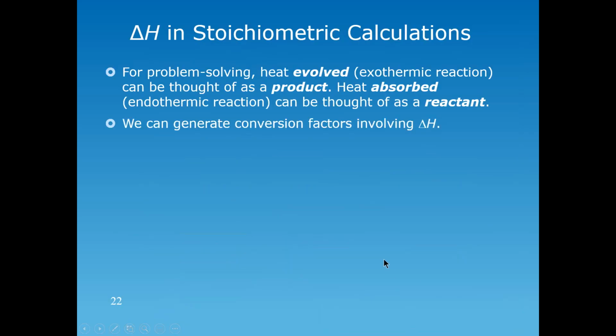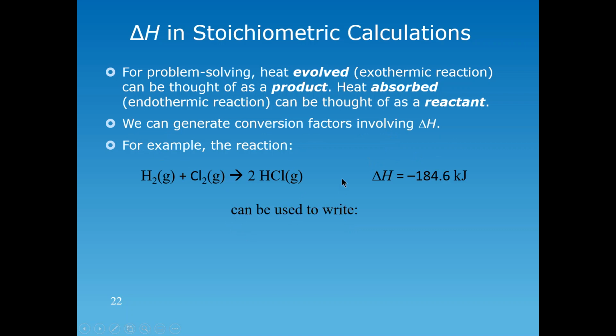Here's another example. Well, not another example, but we can generate conversion factors based on the balanced equation involving delta H. So here's the example that we're going to use to illustrate how we can generate conversion factors. In this particular case, we have H2 plus Cl2 to give 2HCl. So that's a balanced equation, and this is the corresponding delta H value for that reaction, right?